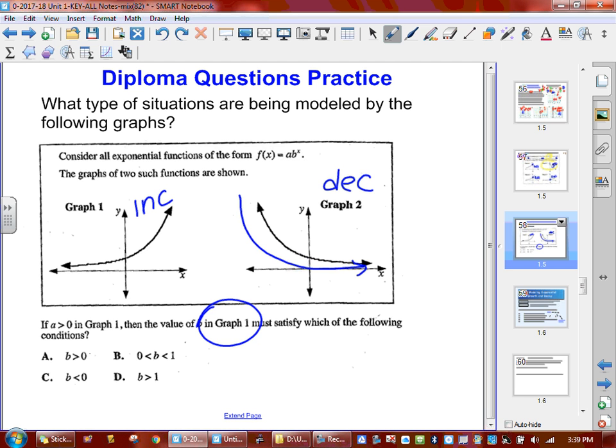Okay? All right, check your work. Make sure you've matched everything up correctly. This concludes lesson 1.5.